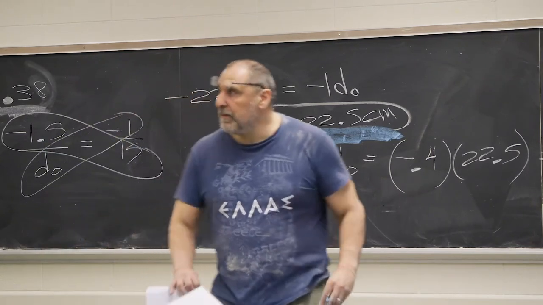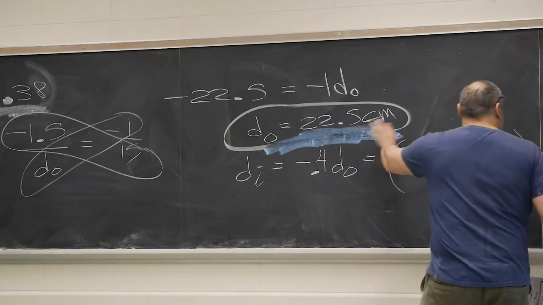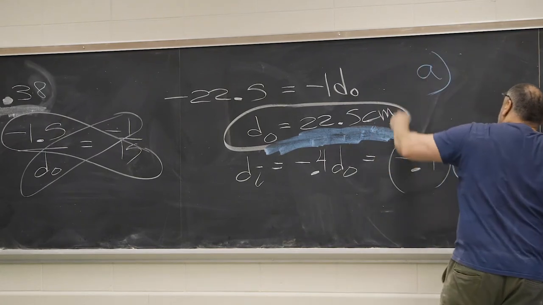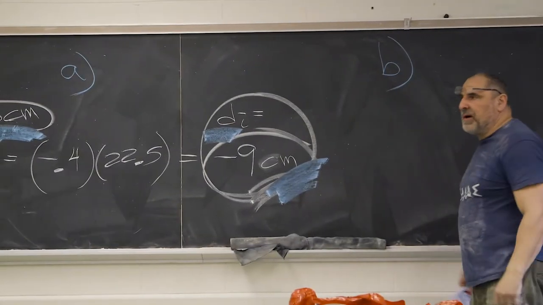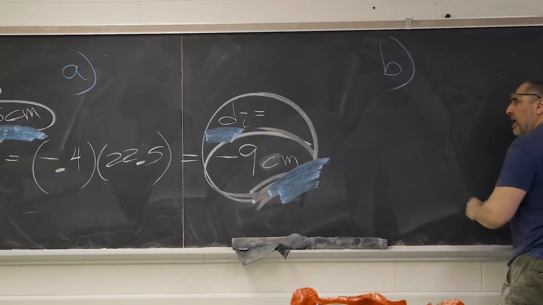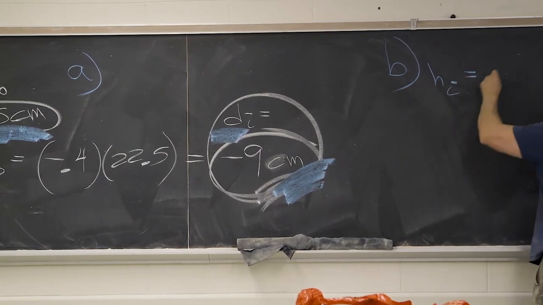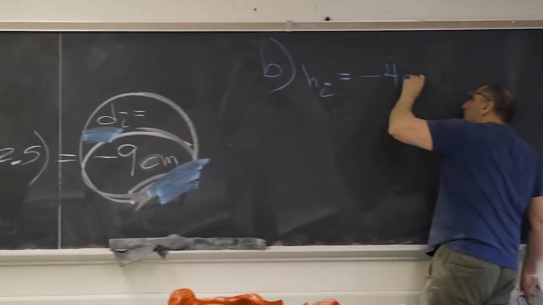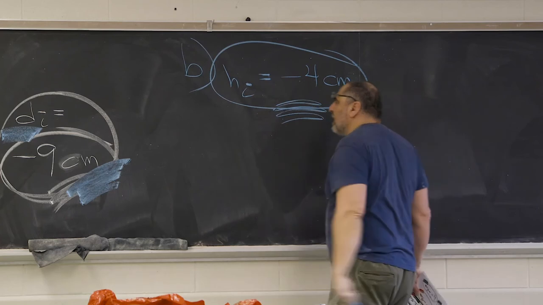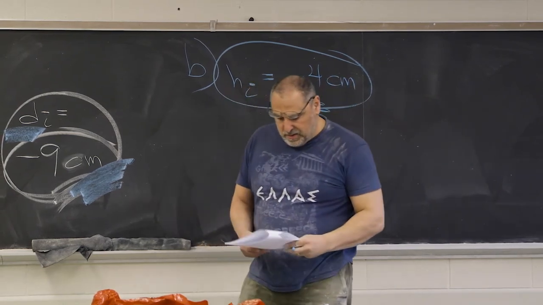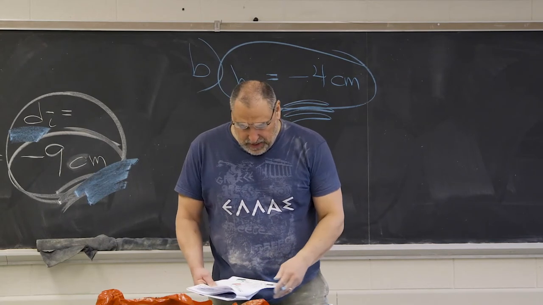That's B. So that's A. These two guys, that's A. B, we already answered it. I told you, if we answer enough questions up front, we've got the whole thing answered. HI is equal to negative 4 centimeters. That is what the image height is going to be. And I think that's it.